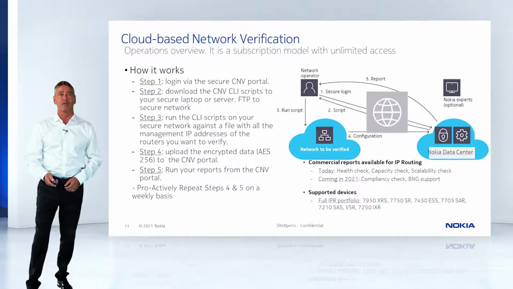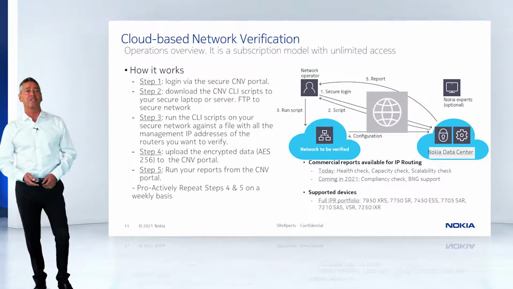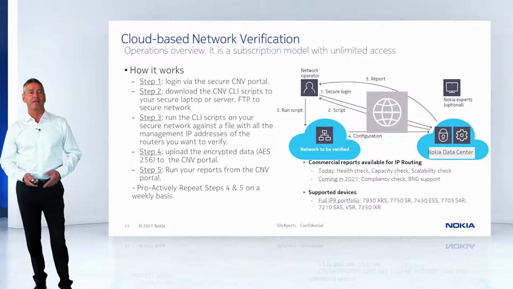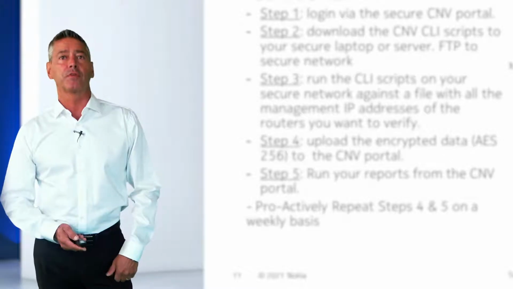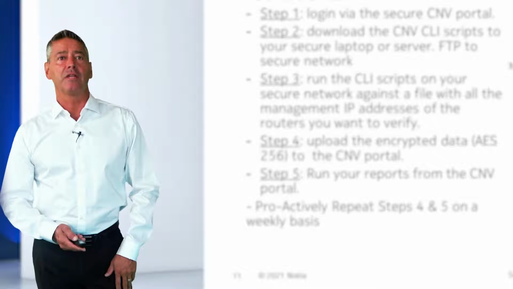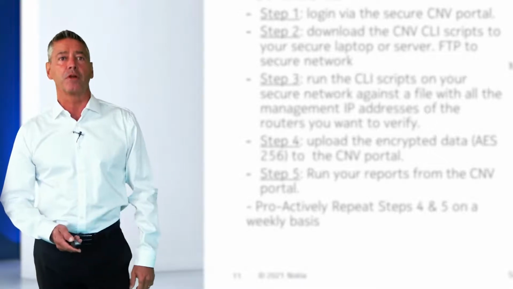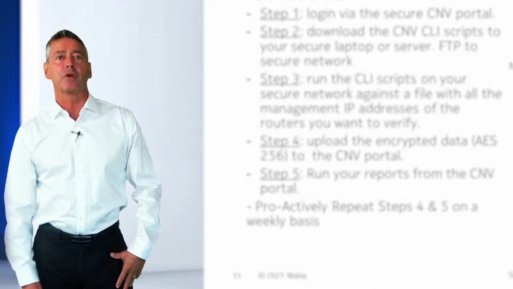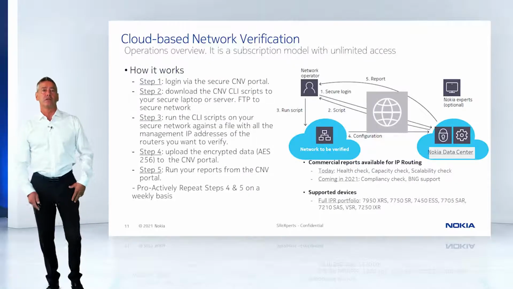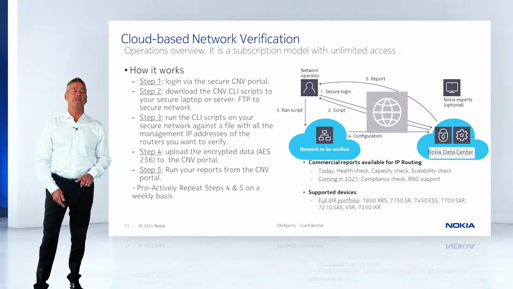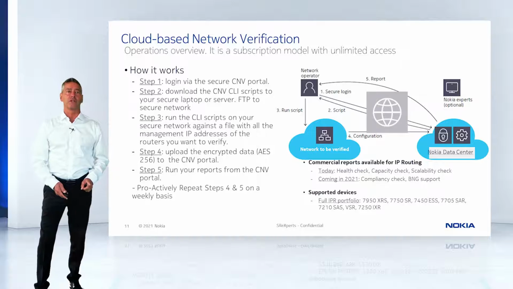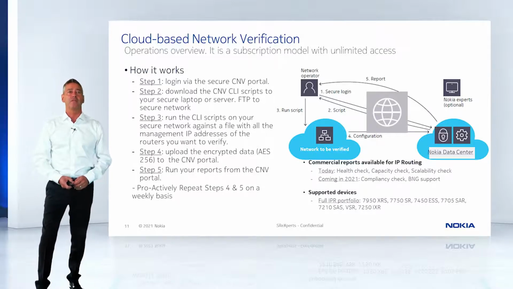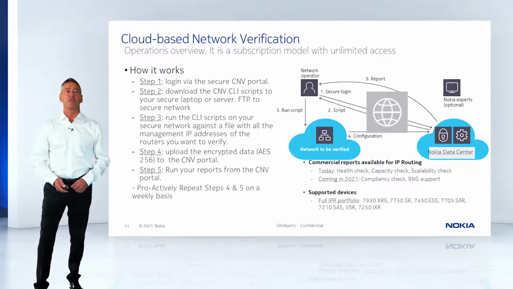So how does it work? It's pretty simple. So the first time you do it, there's like 5 steps, but then after that, it's only like 2 steps to do. So we're going to give you a subscription, and you're going to log in via the secure portal, step 1. You're going to download the CNV CLI scripts to a secure laptop or server. Now, there's no communication between the Nokia data center and your network for security reasons. So you're going to FTP those CLI scripts to your secure network.